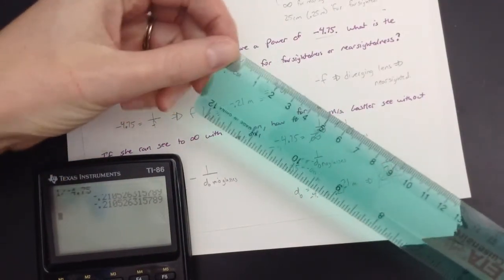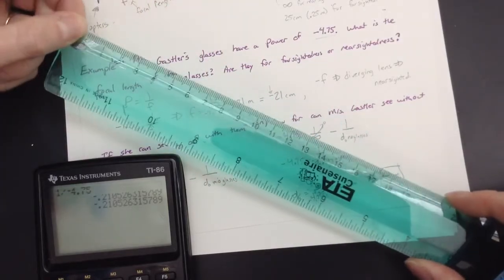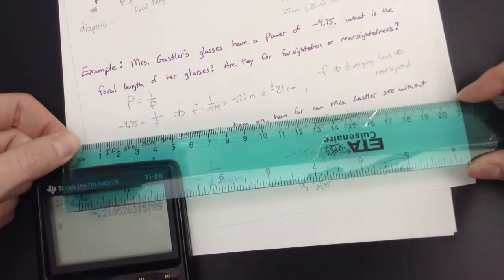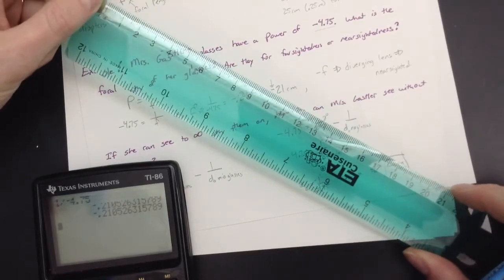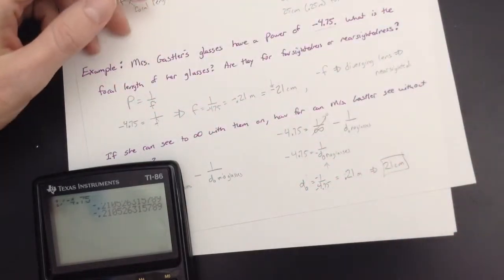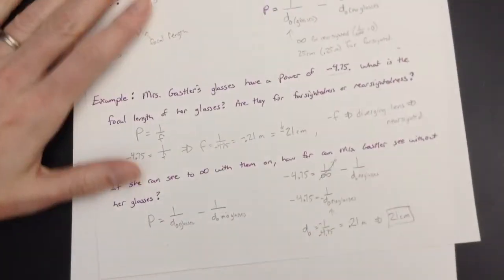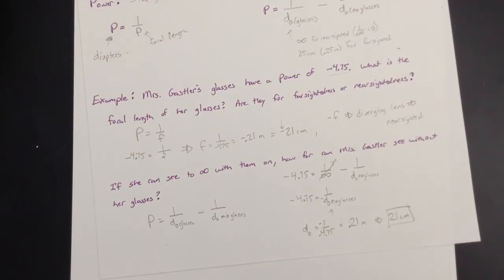Here's a ruler. 21 centimeters is this, so this is how far I can see. Can you see all that? That's how far I might be able to see across the edge of a piece of paper without my glasses on, which is pretty true. That's why I can't find my glasses without my glasses on. It's funny. All right, so those are some examples there.